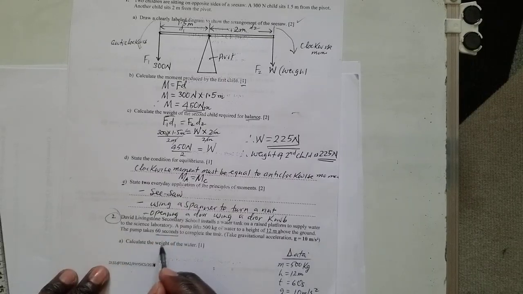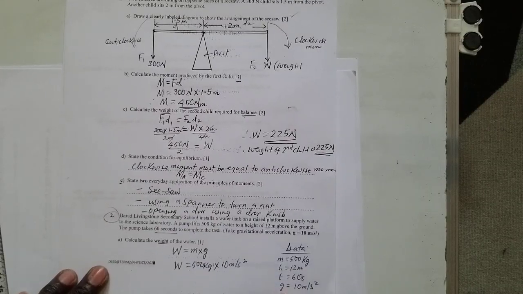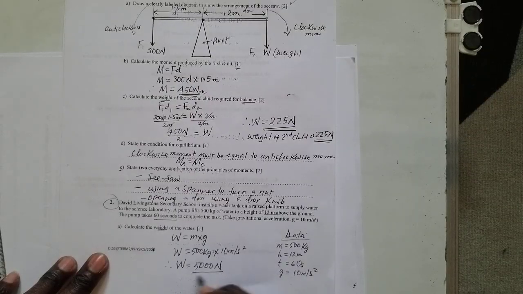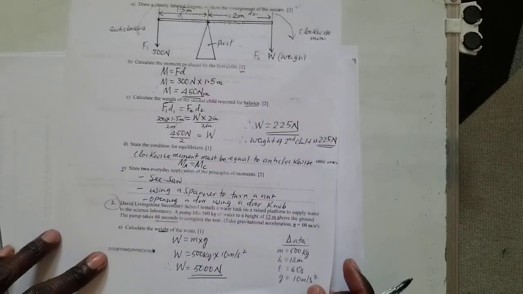Now here the question says calculate the weight of the water. Remember, weight is equal to mass multiplied by gravity. So therefore weight will be equal to, what's the mass? It is simply 500 kg multiplied by gravity 10 meters per second squared. All right, so therefore the weight is going to be this times that, which will give me 5,000 newtons. So that is the weight in this case of the water that was being lifted by the tank.